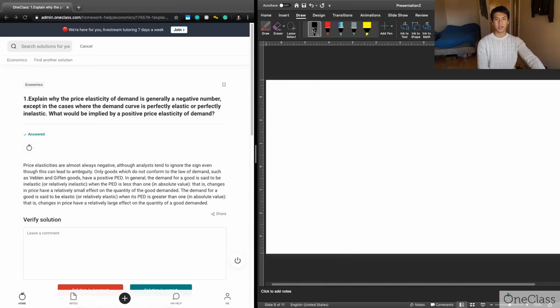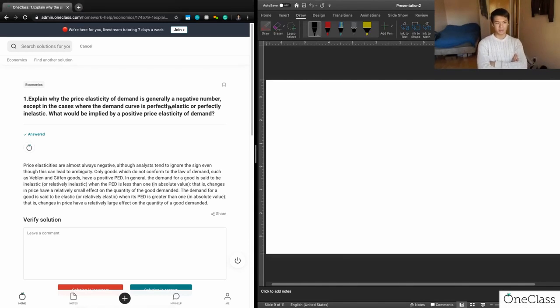It says, explain why the price elasticity of demand is generally a negative number, except in the cases where the demand curve is perfectly elastic or perfectly inelastic. What would be implied by a positive price elasticity of demand?